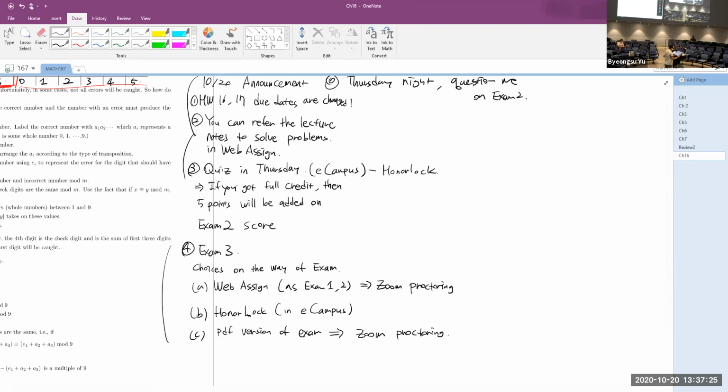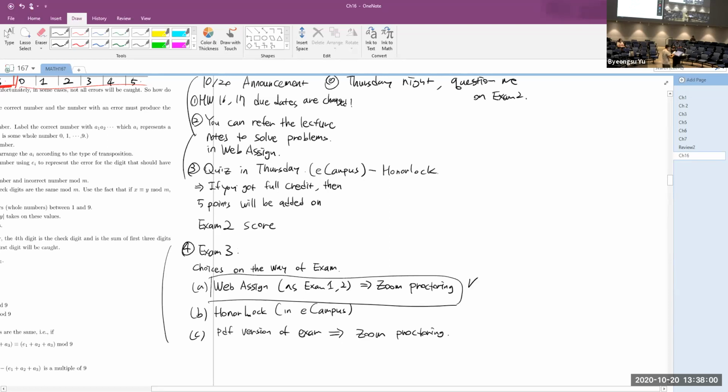So in exam 3, I will give you 3 choices for taking the exam. The first choice is WebAssign, just as usual as we did in exam 2. You can log into WebAssign with Zoom proctoring, do your exam, and after doing this, type finish, take your pictures, and send them to my email. Then you are done. It is the same as exam 1 and 2. So you can choose one option here.